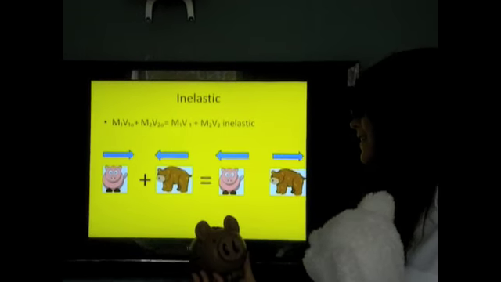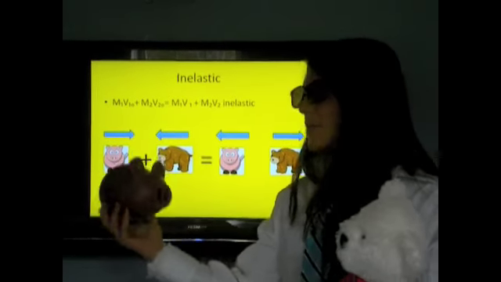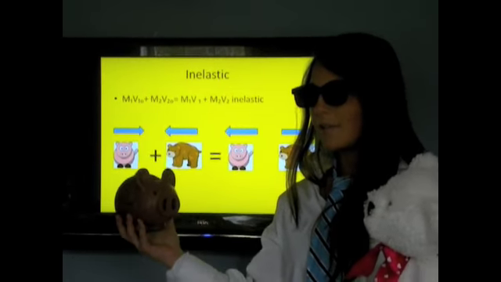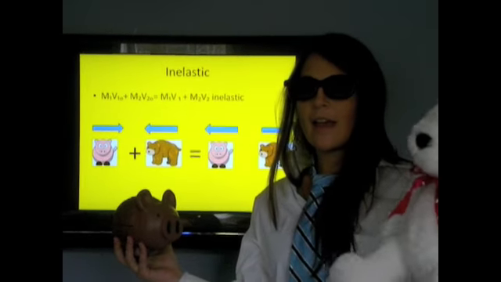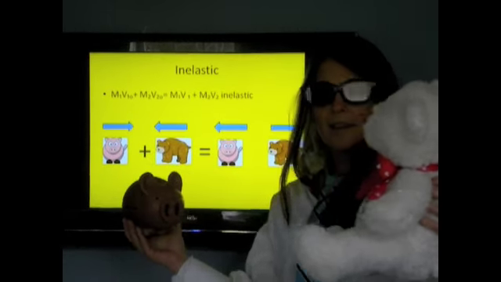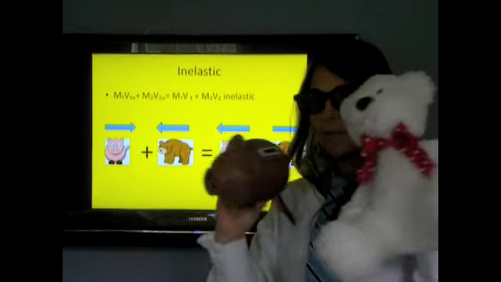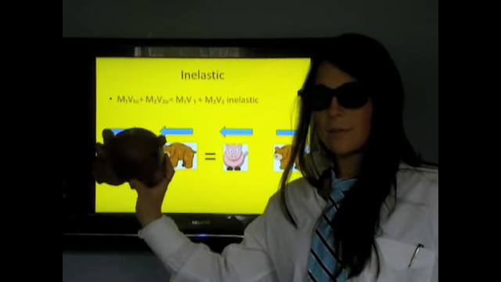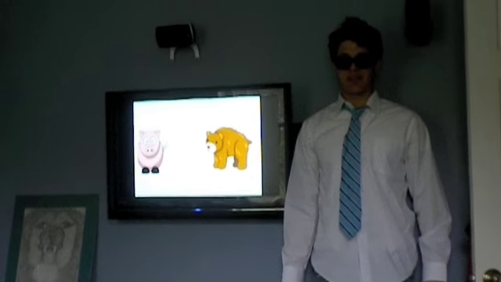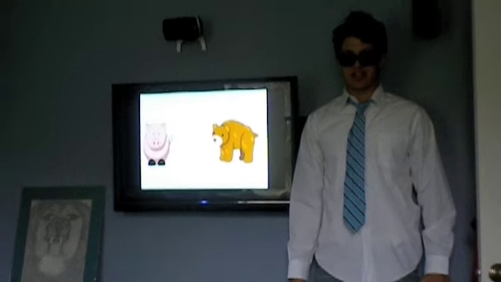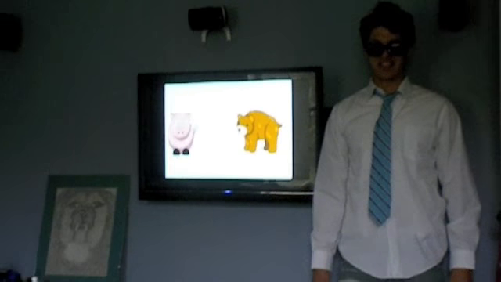In an inelastic equation, we have the momentum of Mr. Pig headed at a vector towards Mr. Bear, where Mr. Bear has his own momentum and a vector heading towards Mr. Pig. They collide, and then they separate, each having different final momentum. Now from the wild, we have a pig and a bear to demonstrate an inelastic collision.